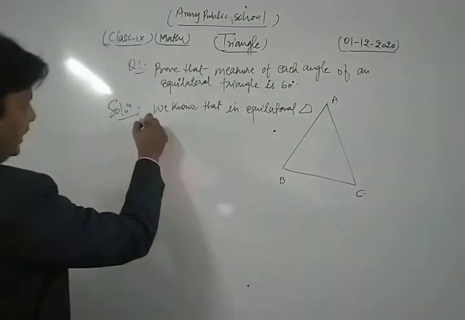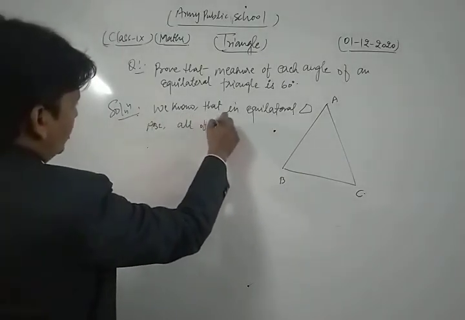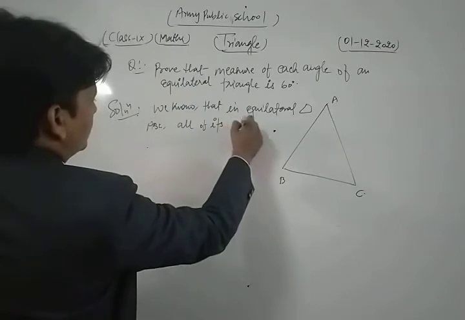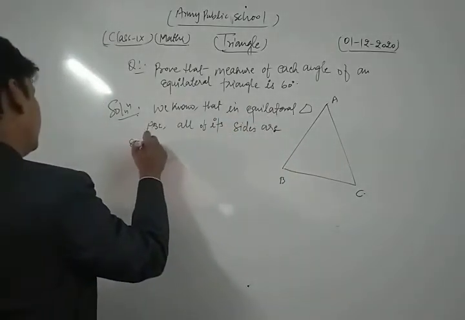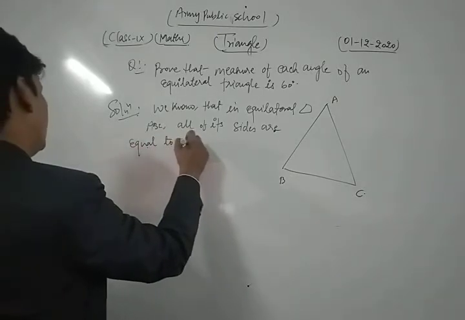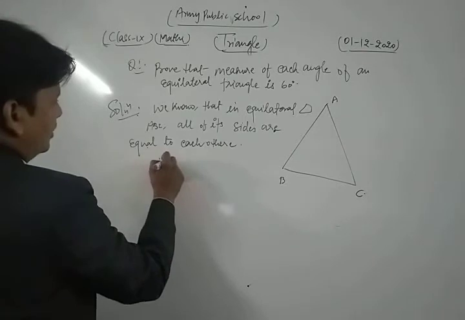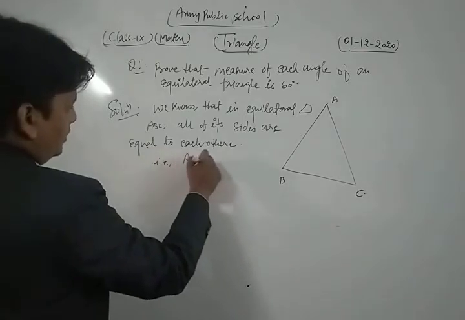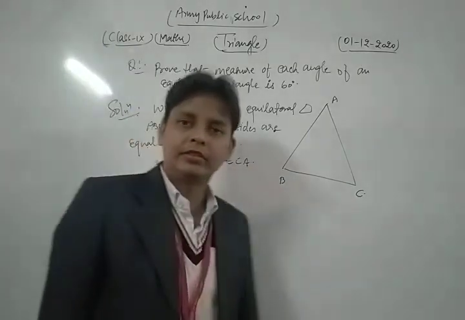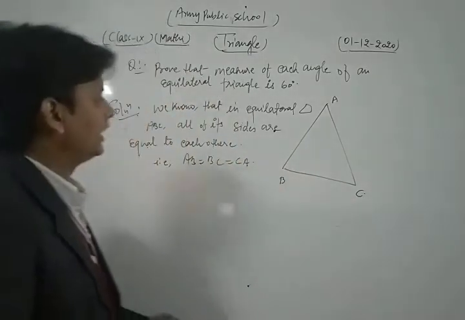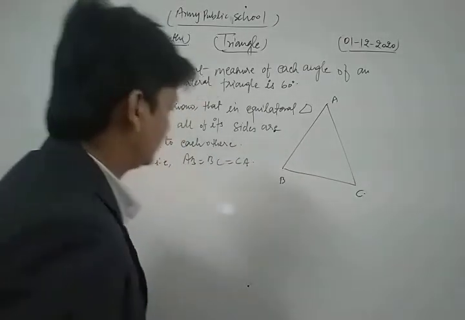all of its sides are equal to each other, that is AB is equal to BC is equal to CA. In an equilateral triangle, all of its sides are equal to each other.